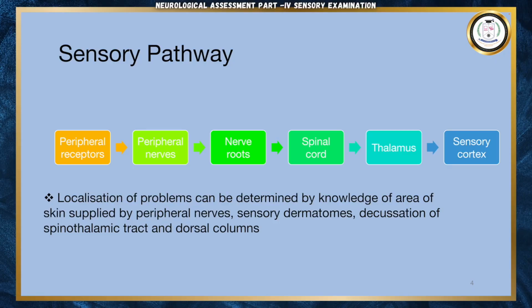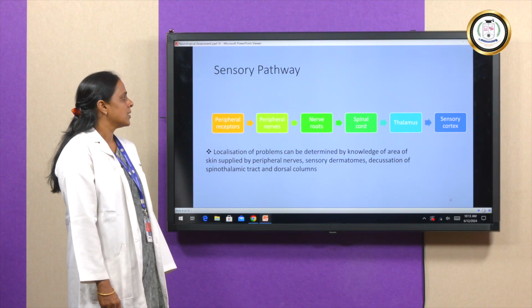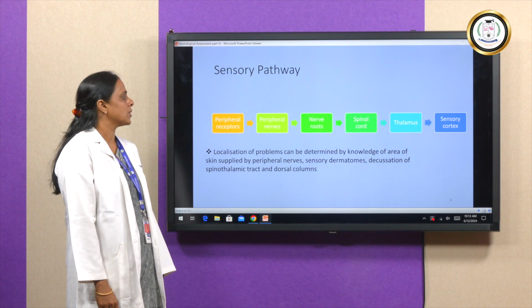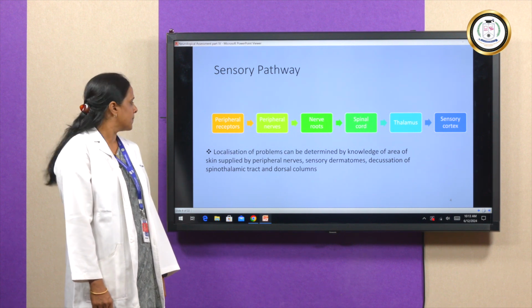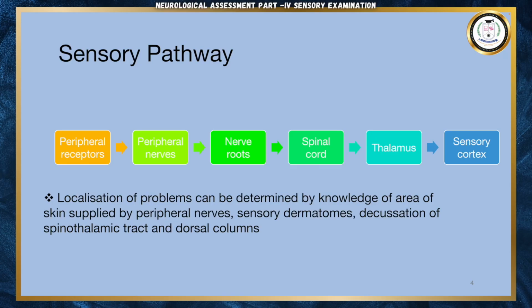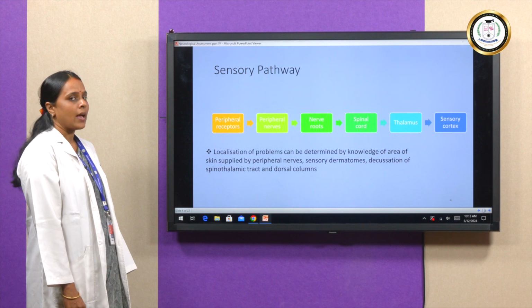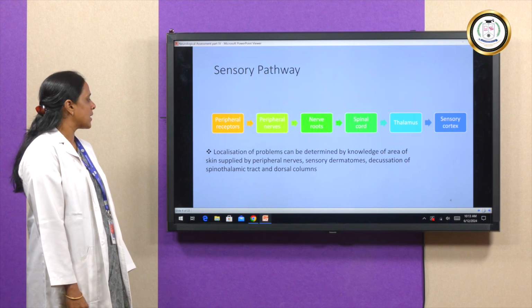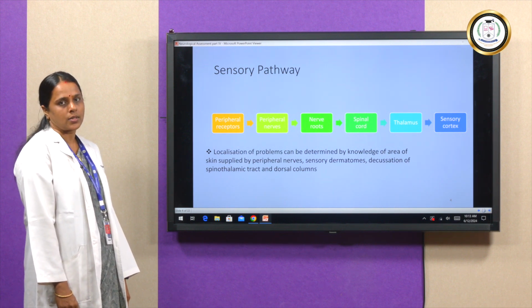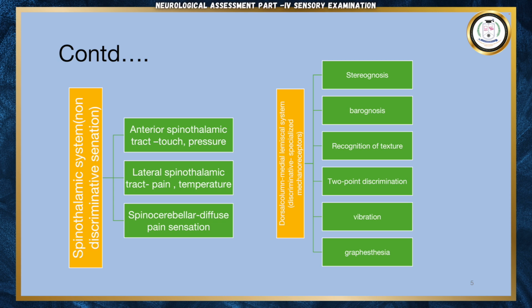Now let us understand the sensory pathway. First we have the peripheral receptors, then the impulse is taken by the peripheral nerves, nerve roots, and spinal cord, and then it goes to the thalamus and then the sensory cortex. Localization of the problems can be determined by knowledge of the area of skin supplied by peripheral nerves, sensory dermatomes, and decussation of the spinothalamic tract and dorsal columns. Now this sensory information is carried by the spinothalamic system and the dorsal column medial lemniscal system.